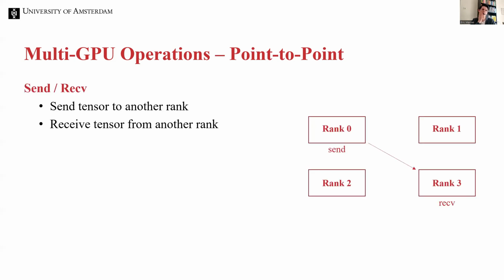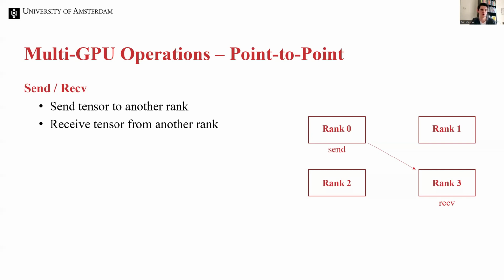Here I show you a little pictorial example of it. Let's say I have one node with 4 ranks. If each GPU has its own process, you can see this as 4 GPUs. And here rank 0 sends something out to rank 3. So rank 0 is using some kind of send operation, and rank 3 is receiving it. Couldn't be easier.